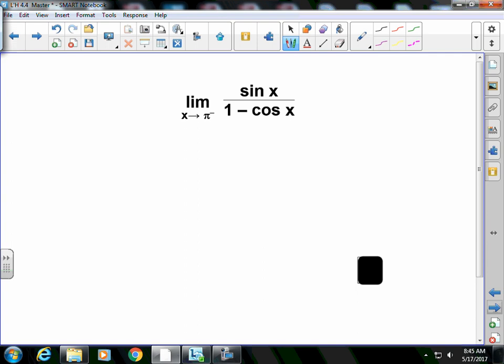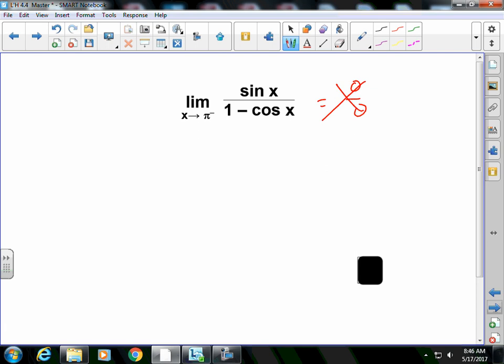So here we are. We're going to look at this. Oh, I could see this must be 0 over 0. So I'm just going to apply L'Hopital's. Well, that's wrong. I'm assuming it's 0 over 0. I didn't actually evaluate this.